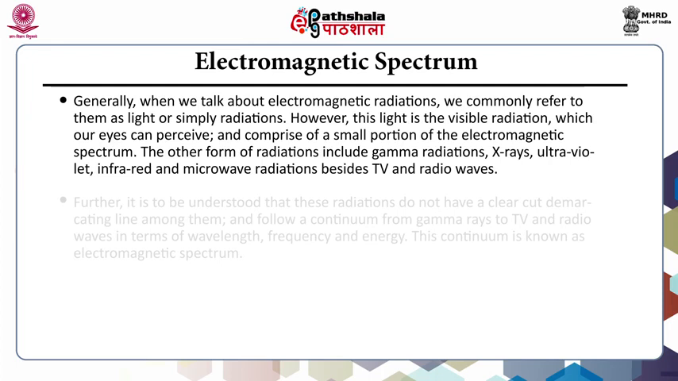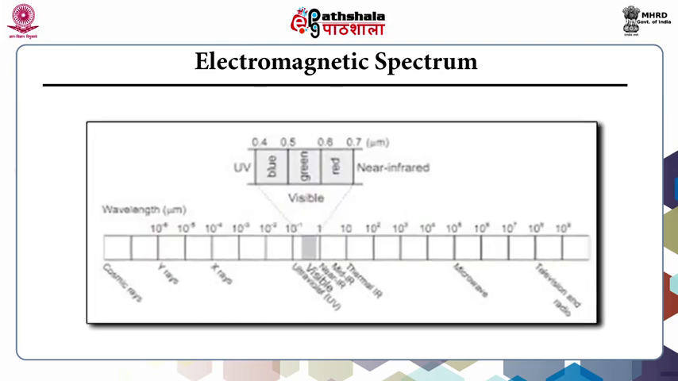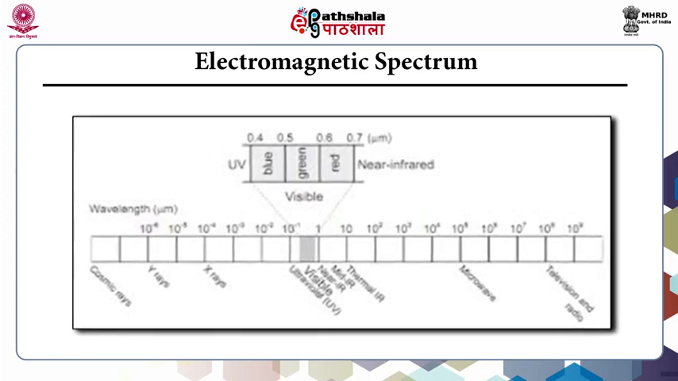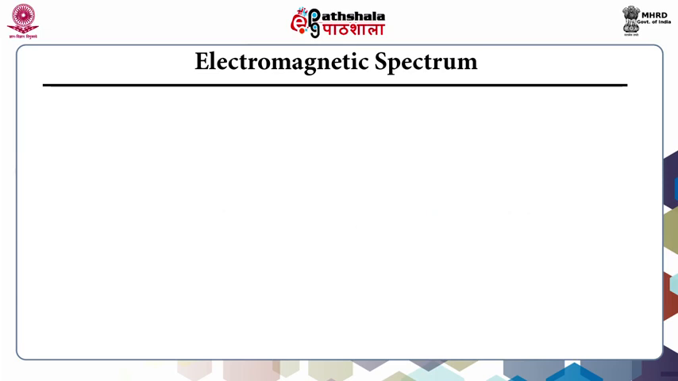Further, it is to be understood that these radiations do not have a clear-cut demarcating line among them and follow a continuum from gamma rays to TV and radio waves. In terms of wavelength, frequency and energy, this continuum is known as the electromagnetic spectrum. Second is the types of electromagnetic spectrum.